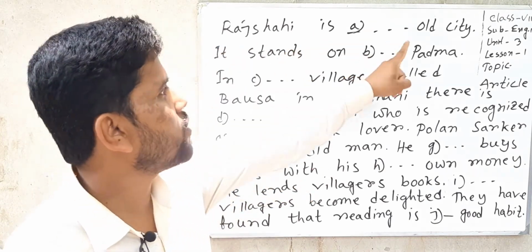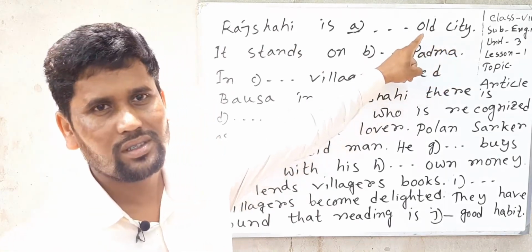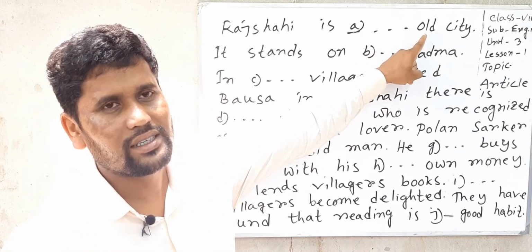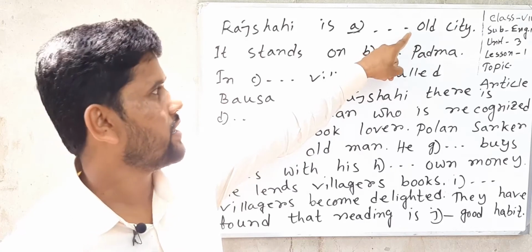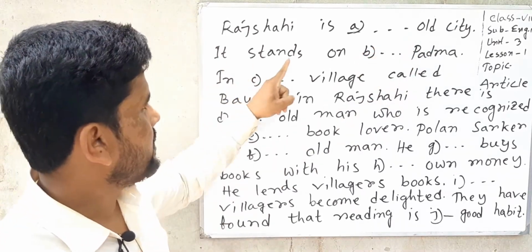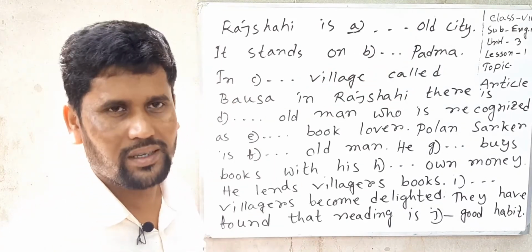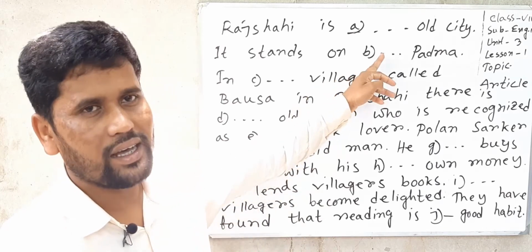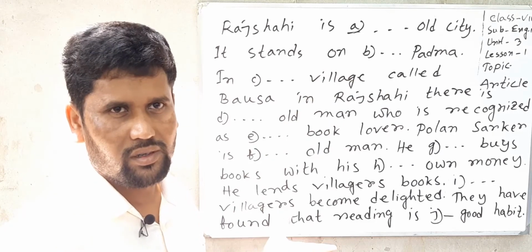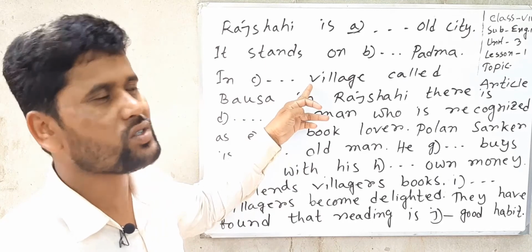Rajshahi is an old city. Here, city is a common noun and also a countable noun, and there is also an adjective. So I can use an, as the word starts with O, a vowel. It stands on the Padda. Padda is the name of a river. It means specific. So I can use the Padda. In a village. Village is also a common noun. So I can use a, as the word starts with a consonant.